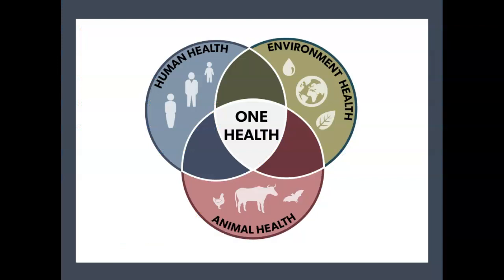Let's finish off by discussing the differences between One Health and animal health. So One Health is an approach that recognizes that the health of people is closely connected to the health of animals and our shared environment. One Health really isn't a new concept, but it's become more important in recent years. And this is because many factors have changed the interactions between people, animals, plants, and our environment.